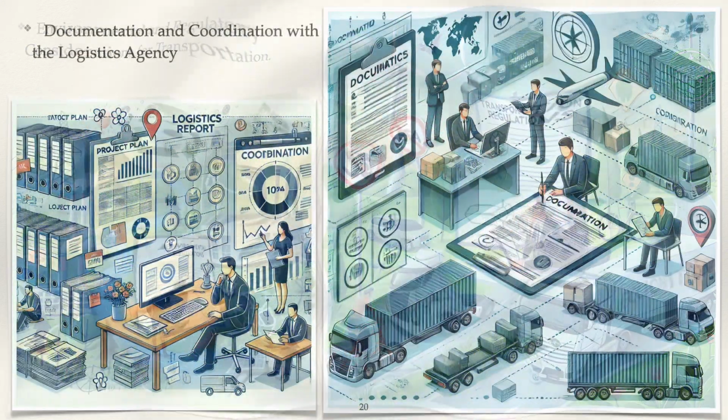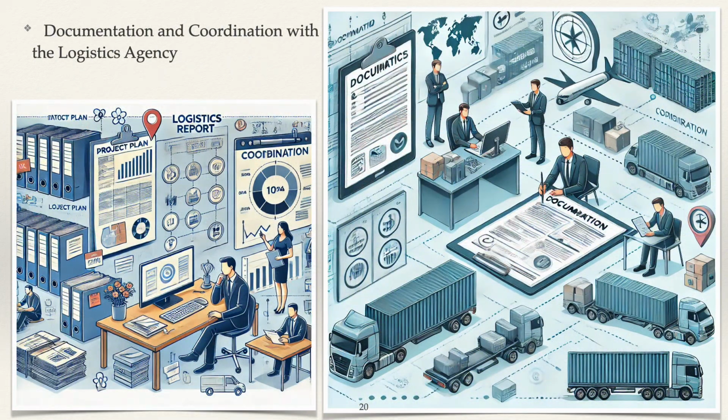Seven, documentation and coordination with the logistics agency. Delivery tracking and documentation. Use delivery tracking systems to monitor material shipments. Require the logistics agency to provide regular updates on delivery status and inform the project team of any changes to the schedule. Daily coordination meetings. Hold daily or weekly coordination meetings with the logistics agency and project team to discuss upcoming deliveries, prioritize material needs, and address logistical challenges.